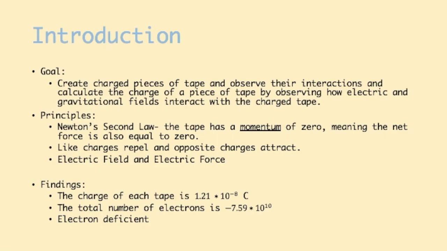Other important ideas are that like charges repel and opposite charges attract, and the relationship between electric field and electric force. Ultimately, I found that the charge of both tapes was positive 1.2 times 10 to the negative 8 coulombs, and that there was an electron deficit. The total number of electrons on one piece of tape was negative 7.59 times 10 to the 10th.